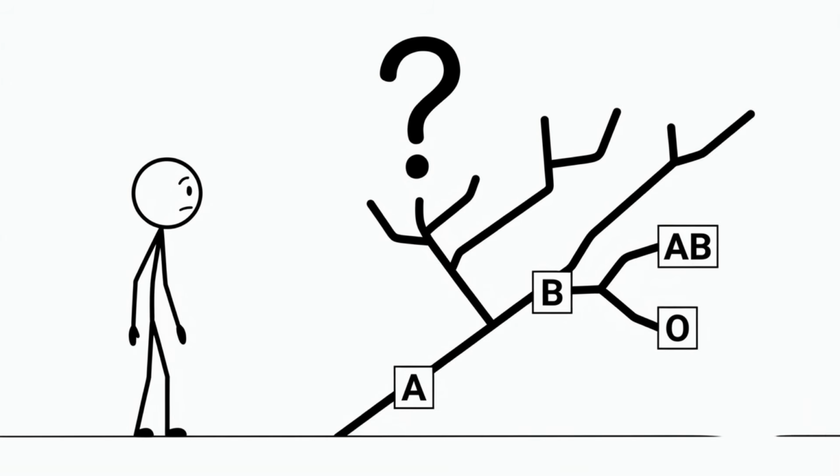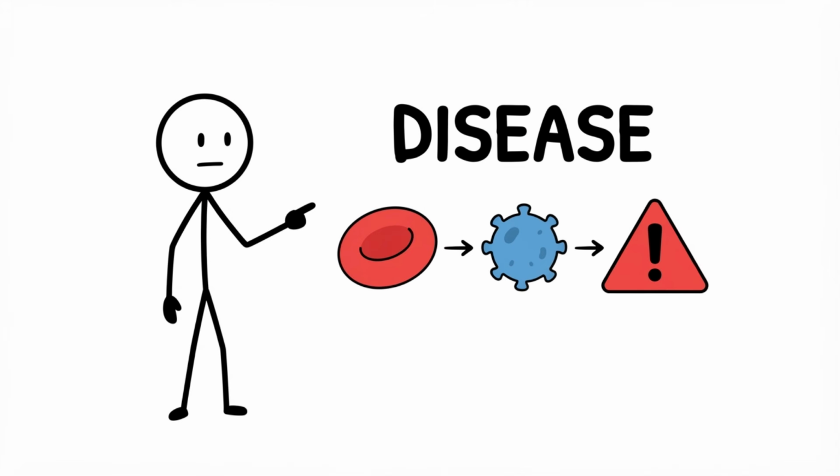Why would evolution keep several versions of blood? The answer may involve diseases. But first, we need to look closely at one red blood cell.